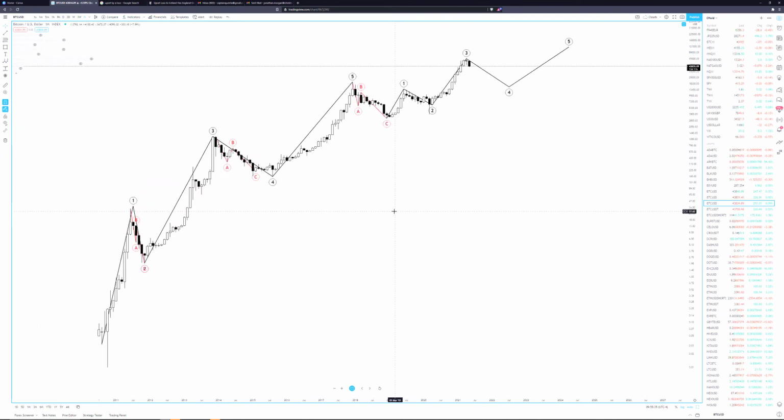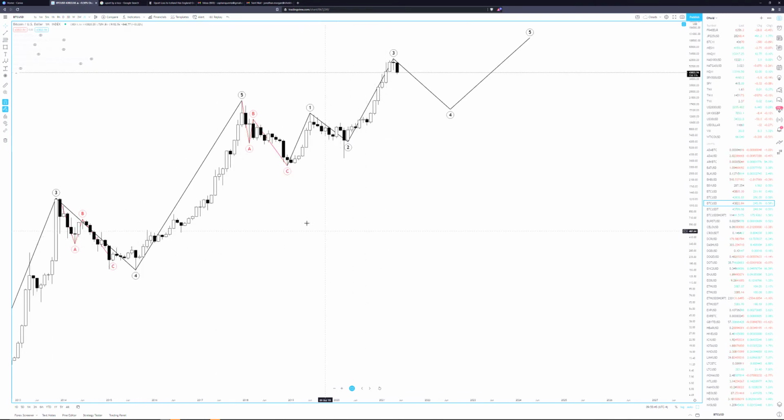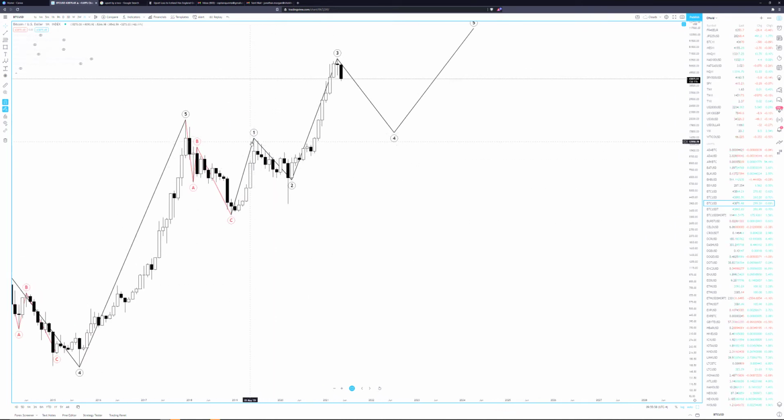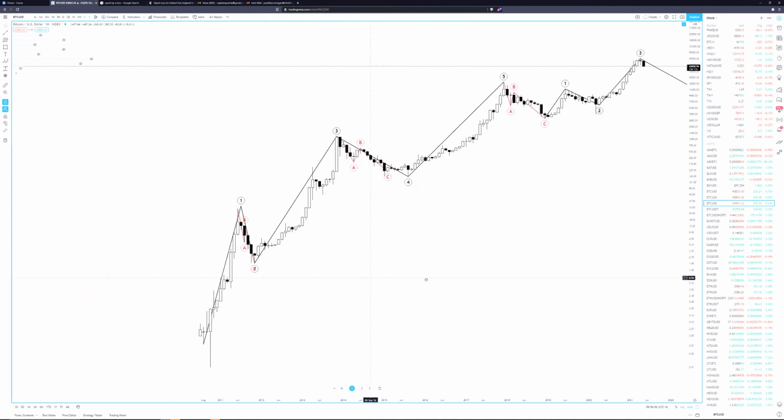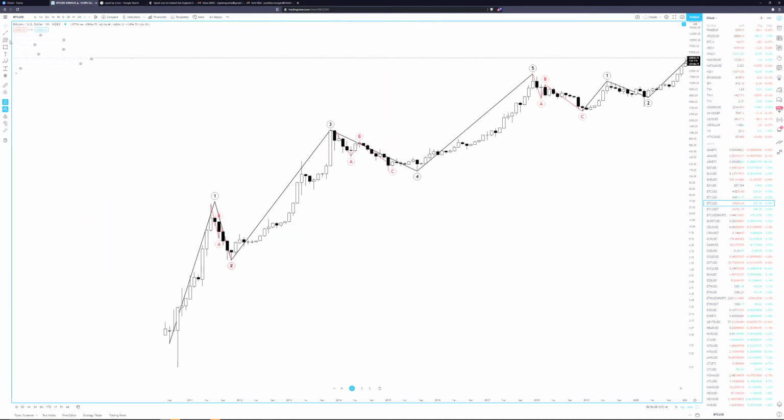One of the rules is that in an impulse wave, the third leg is generally the longest, but it can't be the shortest. So this was our wave 1 that we saw that did not last very long, nor did it proportionally. It moved up a good amount, but historically it's not that big of a drive. So is this the top on the third leg? I don't know. That's where, you guessed it, Fibonacci extensions come into play.